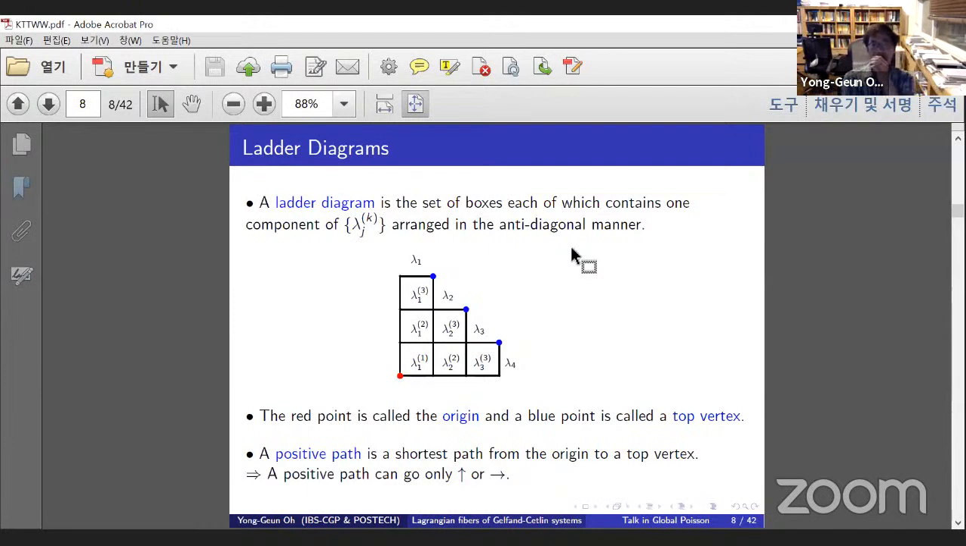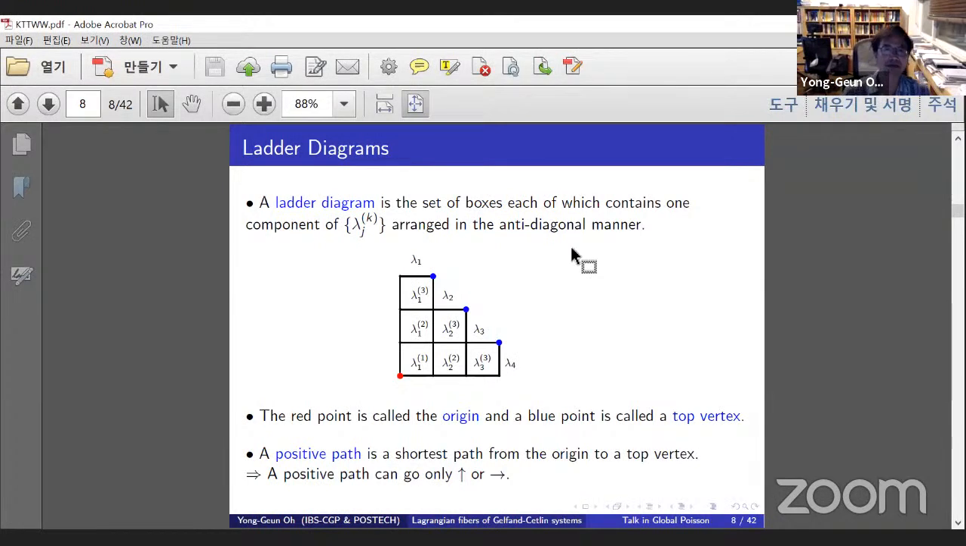Okay, so the fibers of this Gelfand-Cetlin system in the interior are all tori, but there are certain Lagrangian fibers located in the boundary faces of this polytope. So we want to know which facet or face of this polytope carries some Lagrangian fiber. And that can be studied by looking at the so-called ladder diagram of this system.